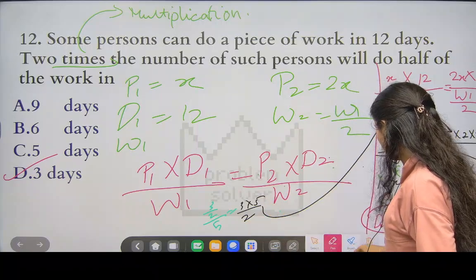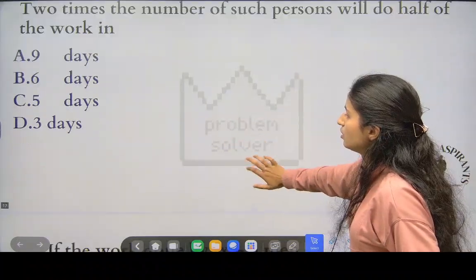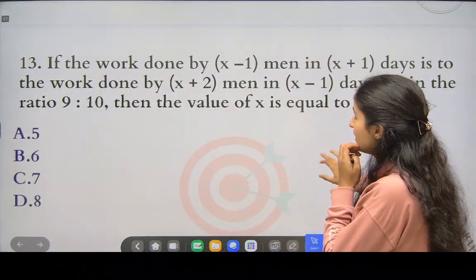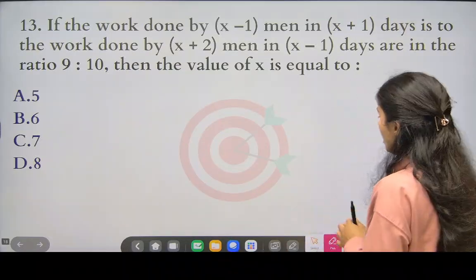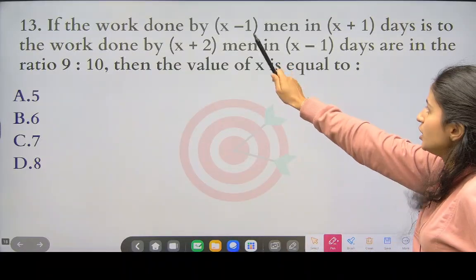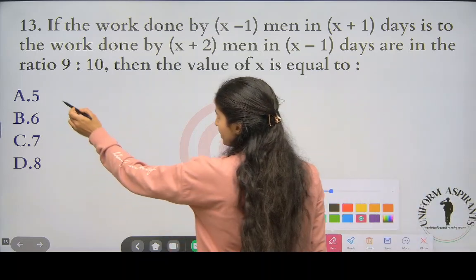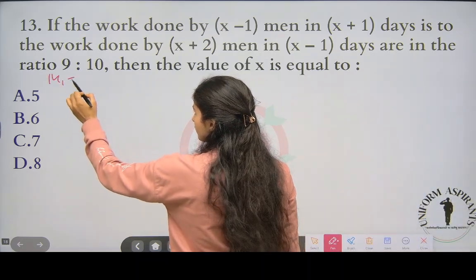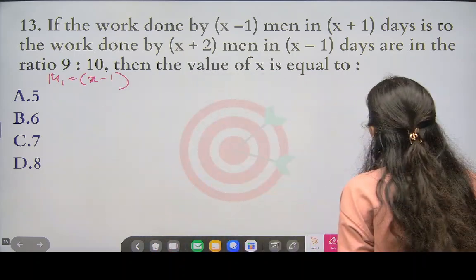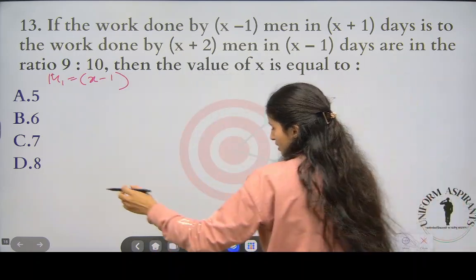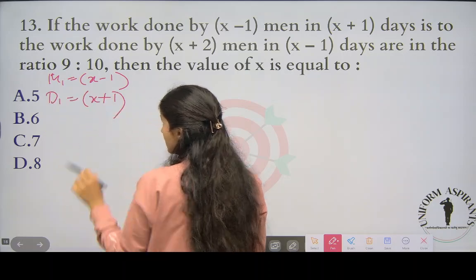Now see here. A ratio is given. Ratio is given in this sum. Now see, very easy it is. Understanding is important. If the work done by x minus 1 men, how many men are there? X minus 1 men are there, in x plus 1 days. X plus 1 days.